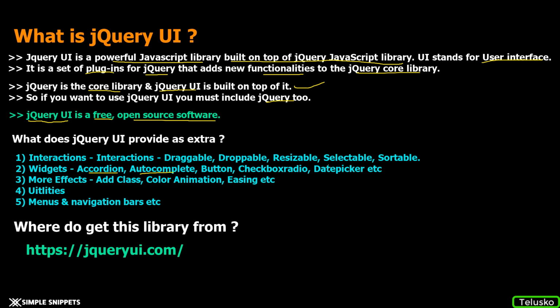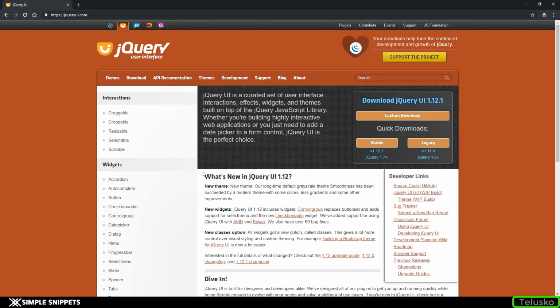And if you're wondering where you get this library from, we'll be getting it from their main website. There are many other websites wherein you can directly use CDN type of functionality also, but we are going to be using their main website, that is jQueryUI.com. So with that being said, let's actually go to their website, download this library onto our system and include it in our project. Okay, so as you can see on the screen, this is their official website, jQueryUI.com.